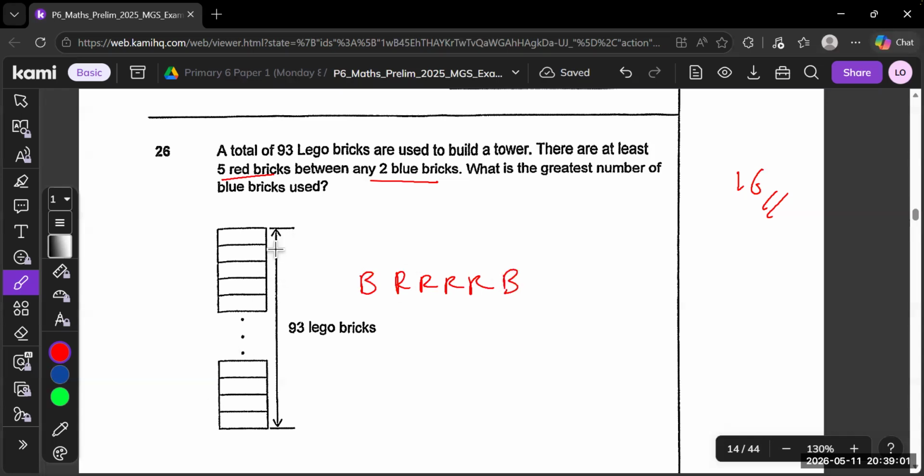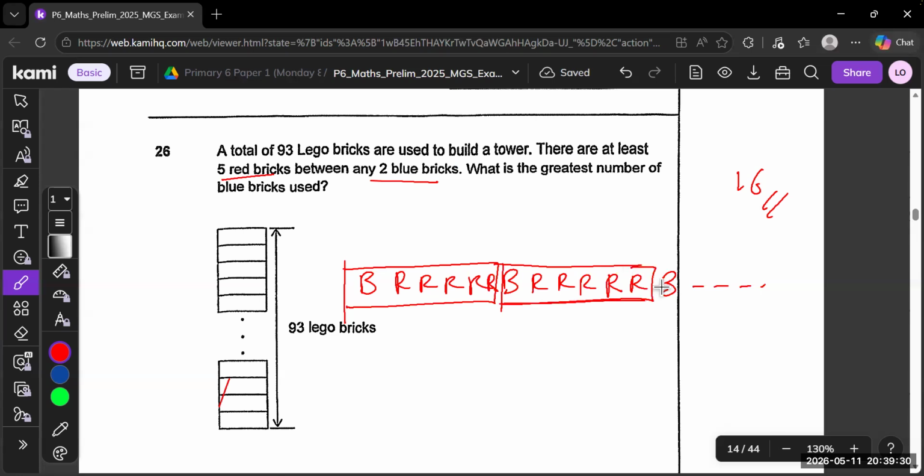So if I don't look at this picture, right? This picture is not necessary to use. I don't have to look at the picture to get the answer. I just have to do this. Okay, there are five red between every two blue. And then what are you supposed to do? You're supposed to make one group. One group starts with a blue, ends with a red, and another same group. Grouping method. So one group got six, how many? One, two, three, four, five, six. Six bricks. 93 bricks will be how many groups?